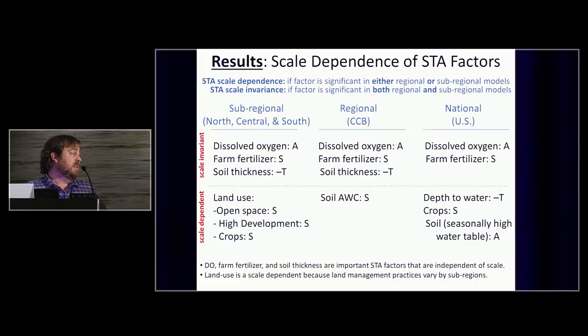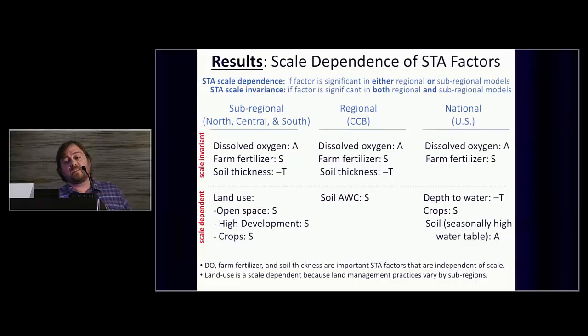Some of the scale-dependent variables would be things like land use, and that makes intuitive sense, that we know land use practices vary, certainly across the U.S., and they vary somewhat north to south across California. Certain soil properties tend to be significant at only some scales, as well as depth to water and crops.